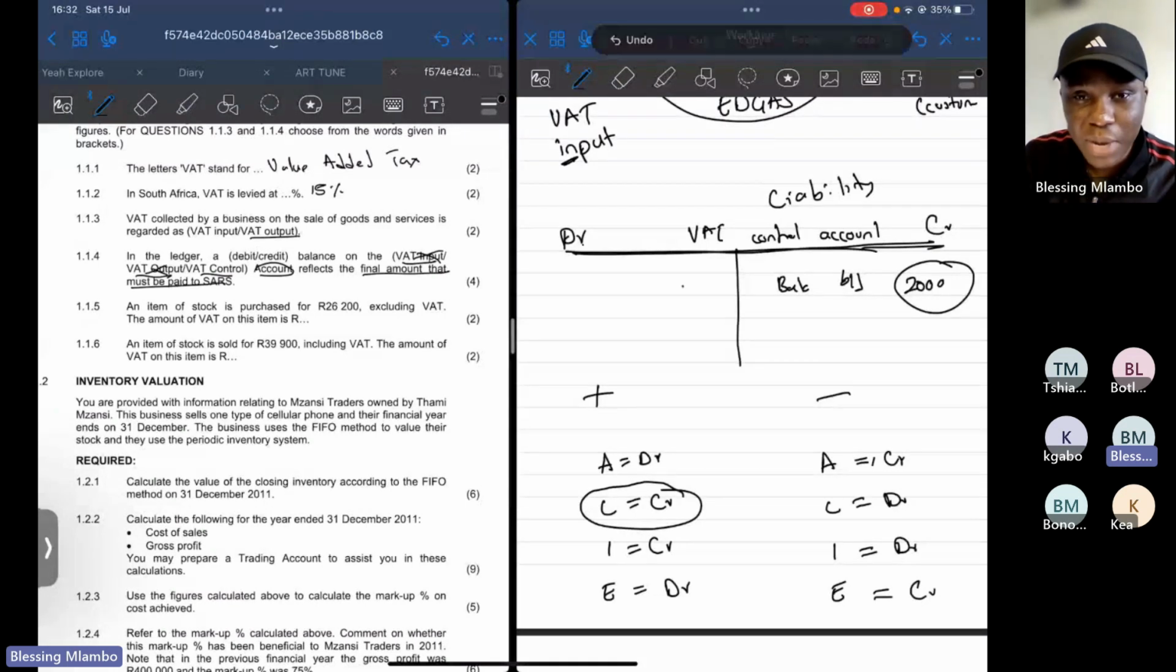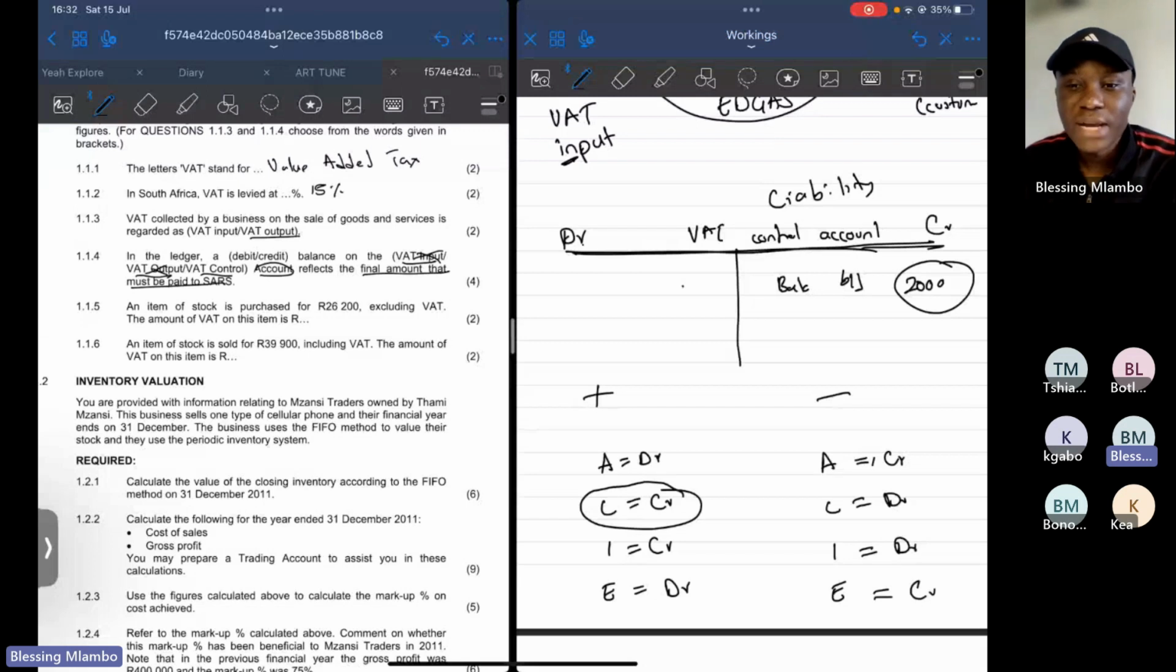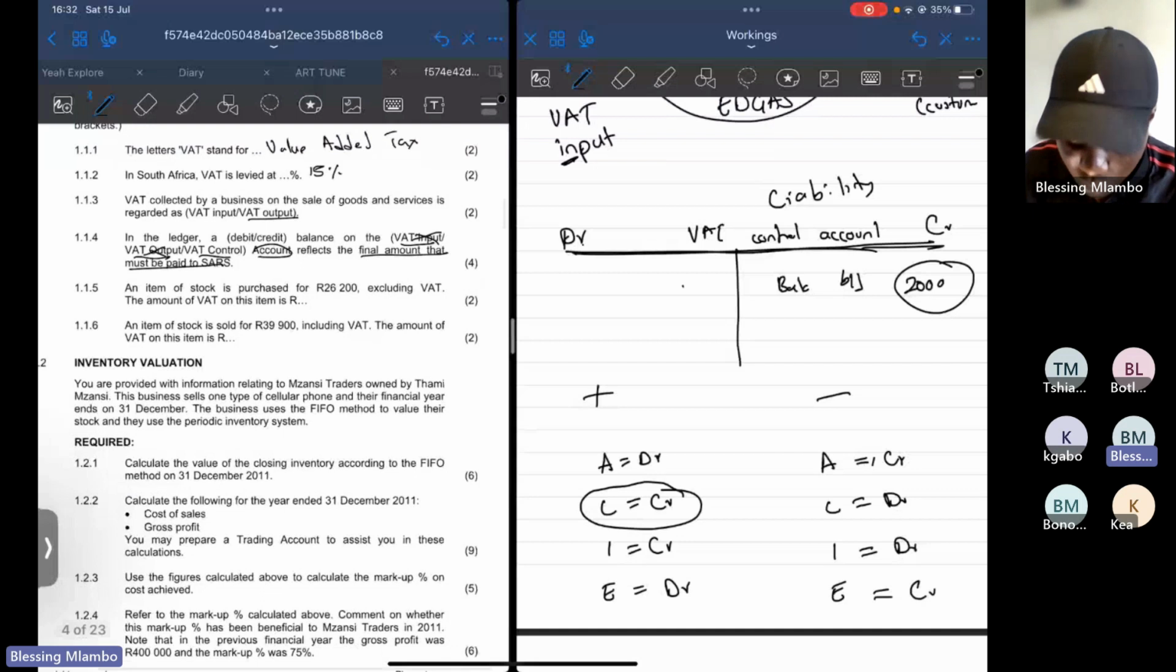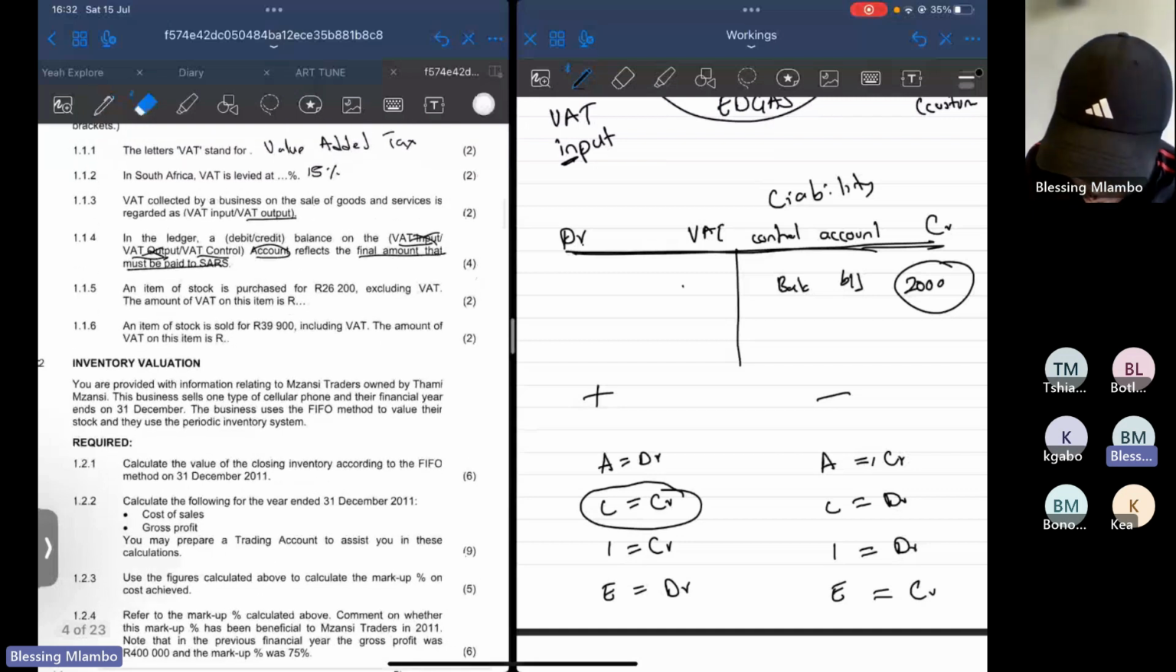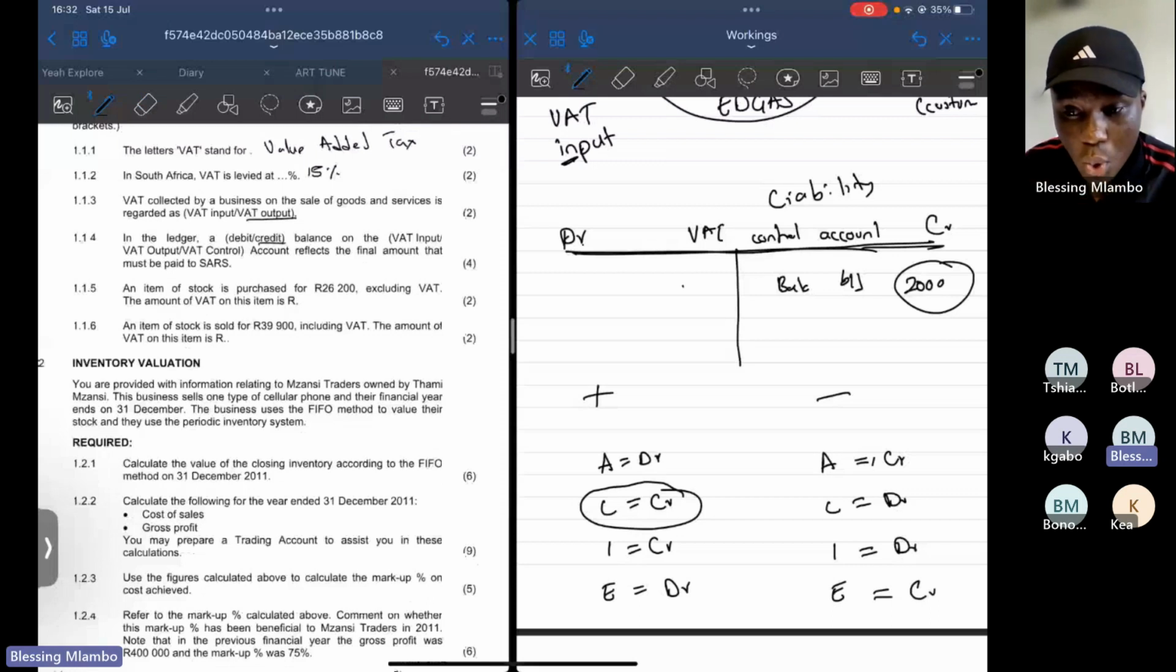But when it's on the debit balance, it means that we don't have a liability, we don't owe SARS money, but instead SARS must pay us money because either we've paid more to them or something like that. So that's the idea behind the VAT control account. So the answer for 1.1.3 is credit and VAT control account.